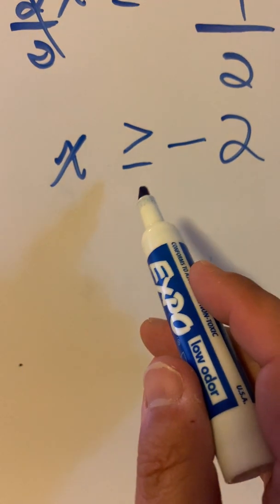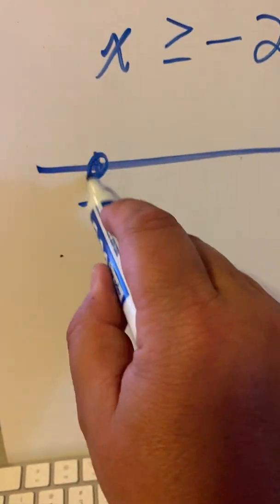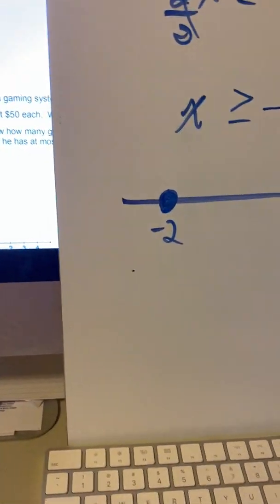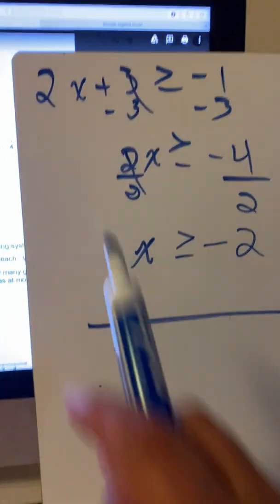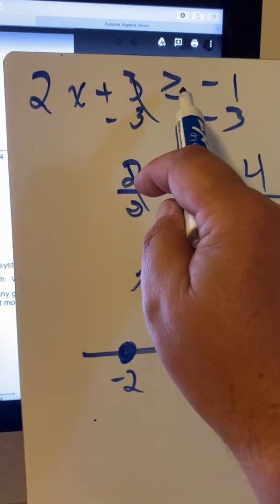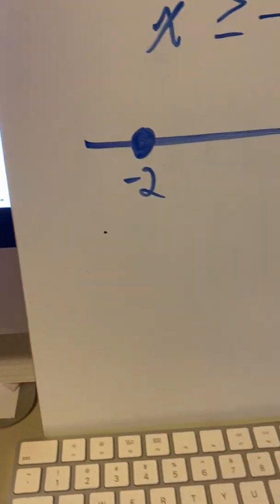Now you've got to graph this on the number line. Because it's a greater than or equal to sign, it's going to be a closed circle at negative 2. Closed circle means a dot. That means this number, negative 2, could be placed back in for the x, and it would make a true statement. 2 times negative 2 is negative 4. Negative 4 plus 3 is greater than or equal to negative 1. That's why that's a closed dot.